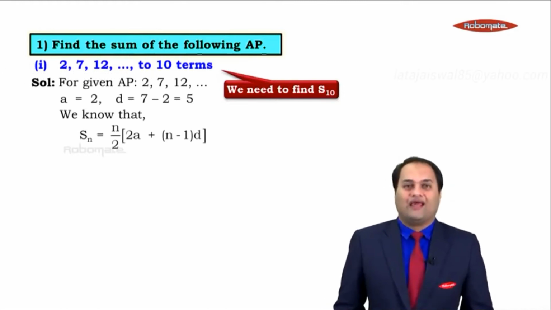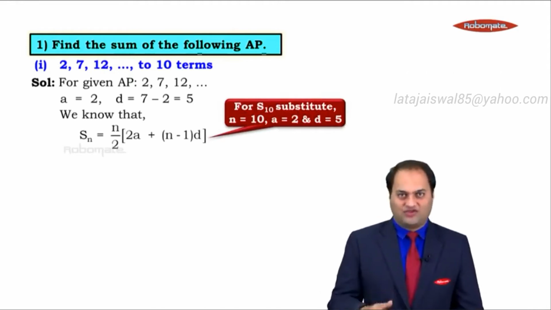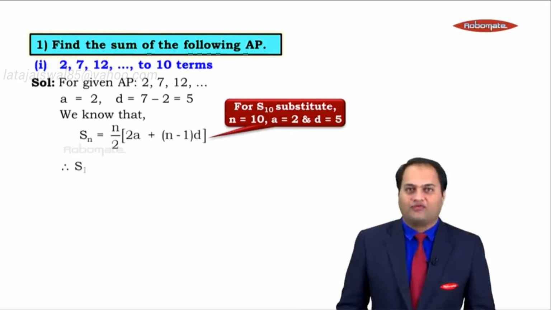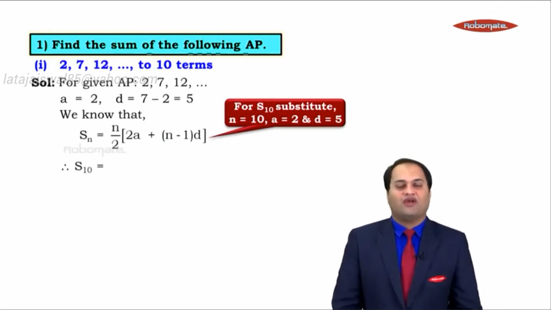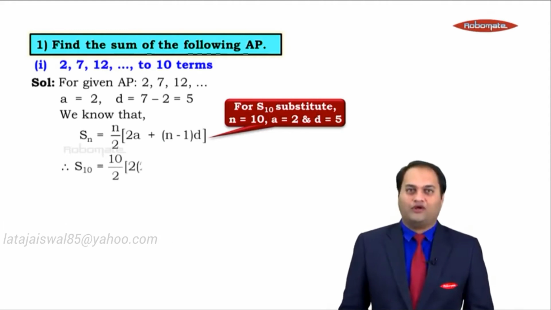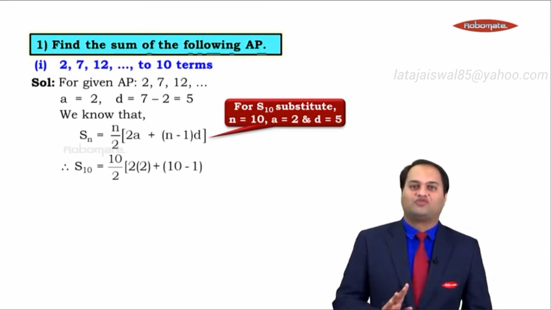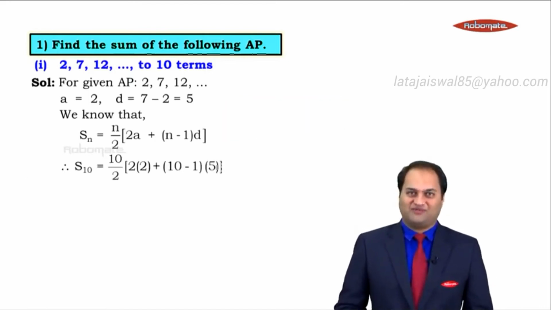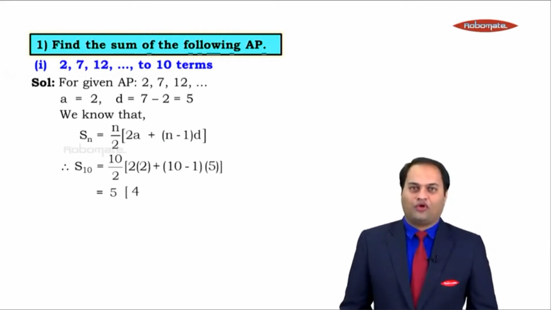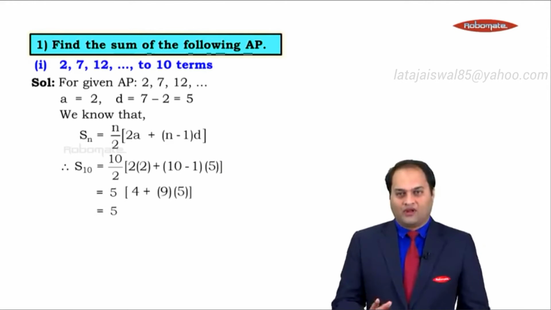Now for S10, let us substitute n is equal to 10. So n is equal to 10, a is equal to 2 and d is equal to 5. Let's do it. What do we get? We get S10 is equal to 10 upon 2 into 2 into 2 plus 10 minus 1 into 5. Simple. What is 10 upon 2? It's 5. 2 2s are 4. 10 minus 1 is 9 into 5.